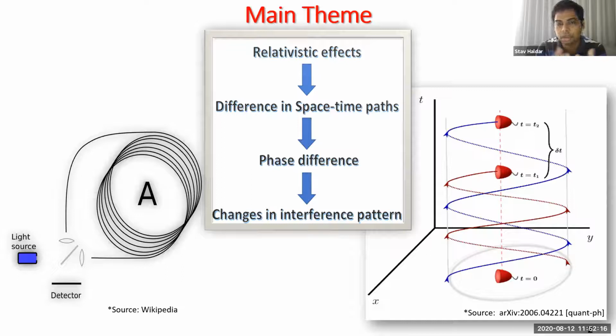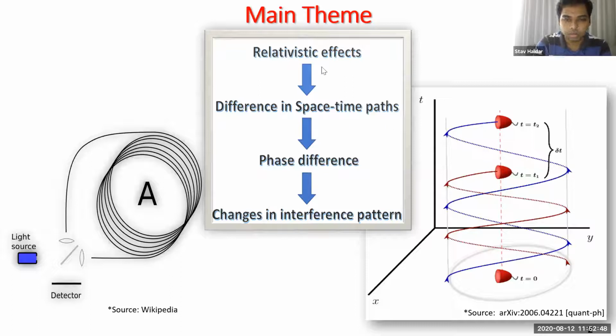The interference pattern, for example the visibility, could change. You could have different coincidence counts and so on, as I will talk about in detail. But the big picture is that relativistic effects lead to differences in space-time paths. Space-time paths being different lead to different phases for the propagating beams, and that will affect the interference pattern. So that is going to be the core of my argument all through.